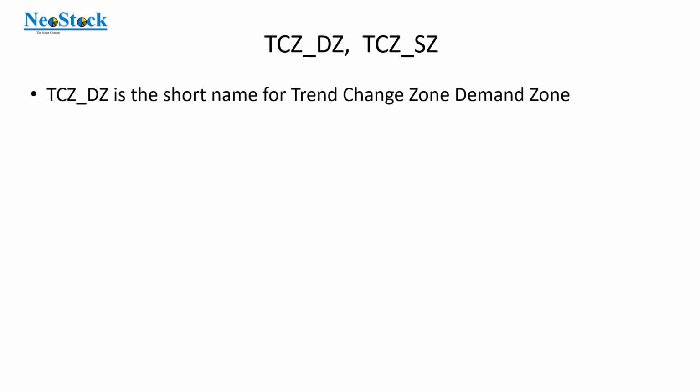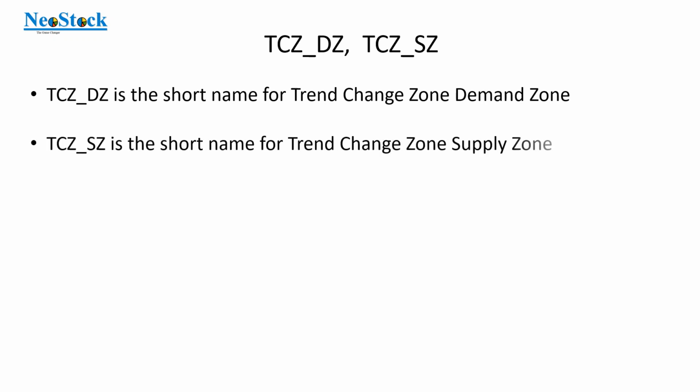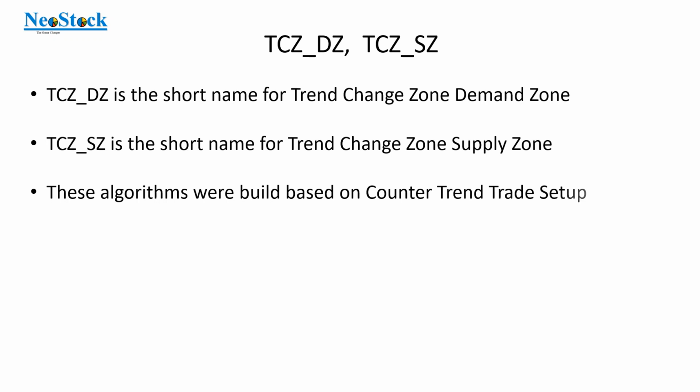TCZ means trend change zone. So this is the trend change zone, demand zone. Next one is the trend change zone, supply zone, TCZ_SZ. So you have seen trend change point, trend change origin, and trend change zone. All these are based on trend changes, and these algorithms were built based on the counter trend trade setup. All these algorithms are counter trend, because the trend is changing against the trend you are planning.